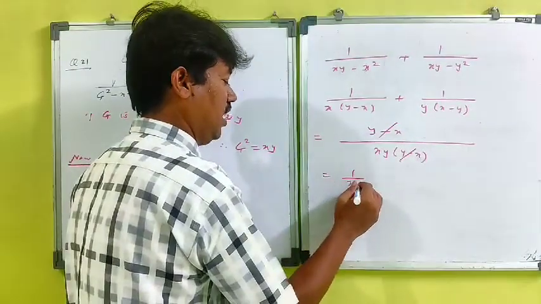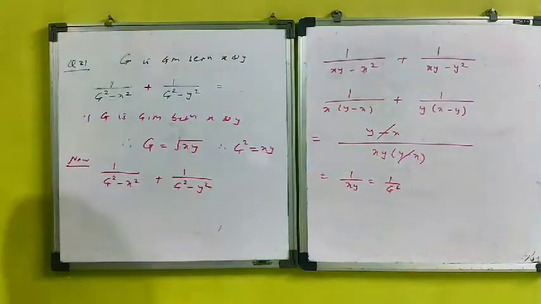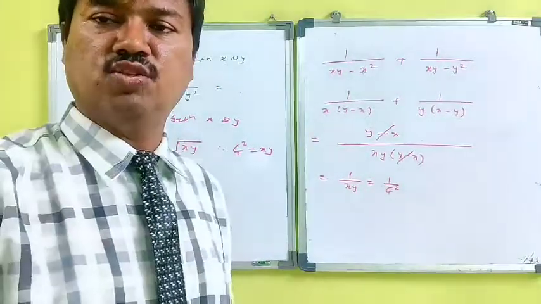So it is 1 upon xy, which is 1 upon g squared. So the answer for this question is 1 upon g squared. That is the answer for this.